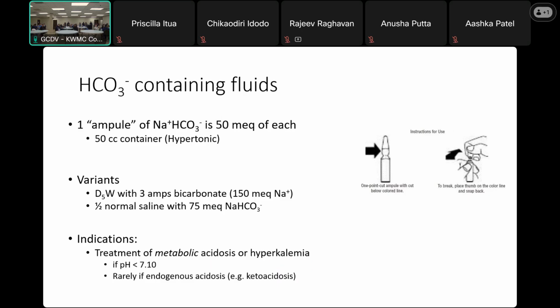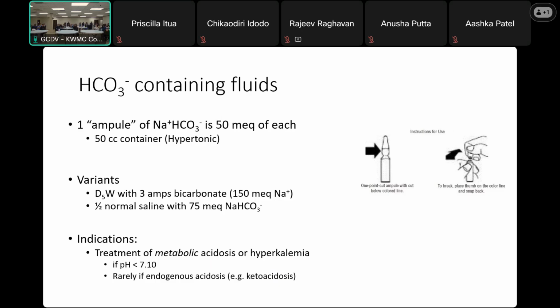So just keeping in mind, 1 amp of bicarb is a 50 cc container that has 50 milliequivalents of sodium and 50 milliequivalents of bicarbonate. So if you want to give bicarb within your fluid to patients, again, like you said, LR has lactate, which gets converted to bicarb, and that's totally fine. But someone who you think may need more bicarbonate, someone who's had a lot of lower GI losses where you lose a lot of bicarbonate, it is reasonable to give some bicarbonate as well.